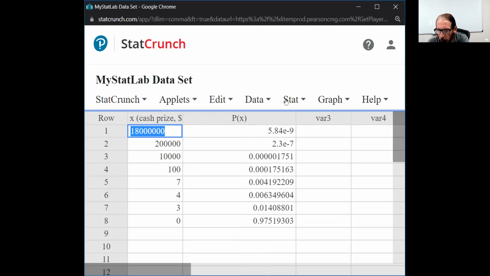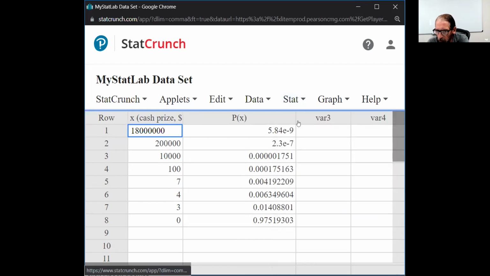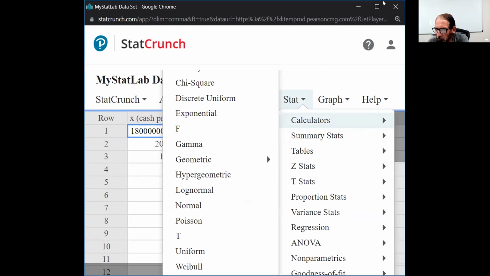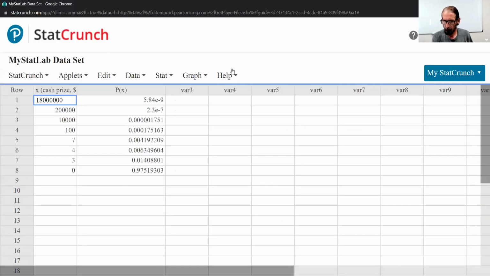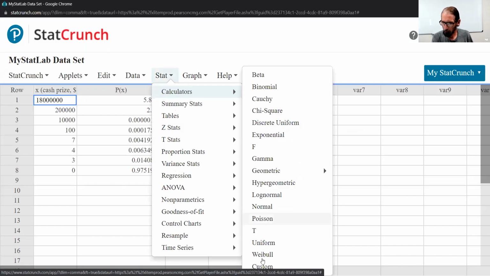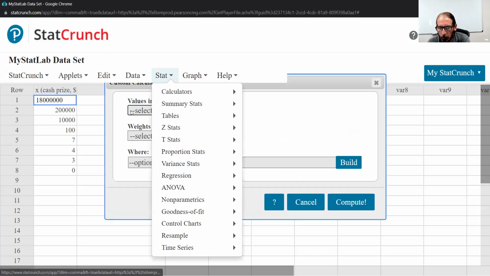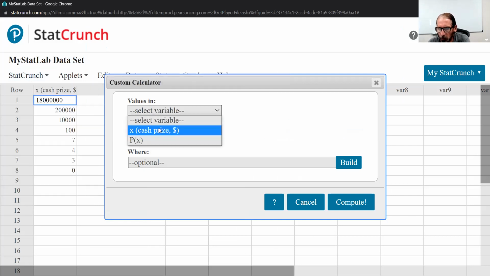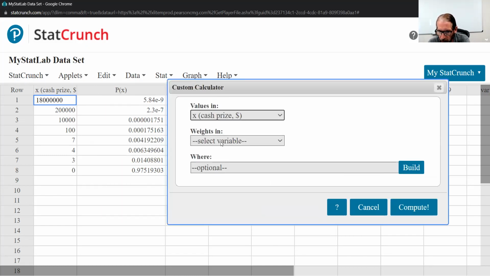Anyway, if we go to stat and calculators, we're going to have to go to custom, I believe it is. Let me enlarge this tab. Try it again. There we go. There's custom right there. And our values of the cash prize are in this first column. The weights are the probabilities.